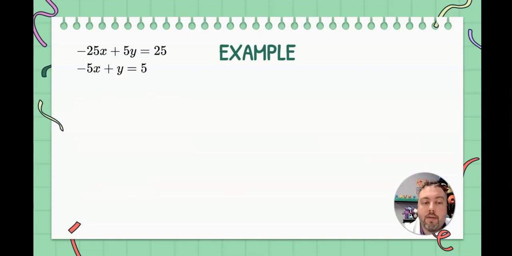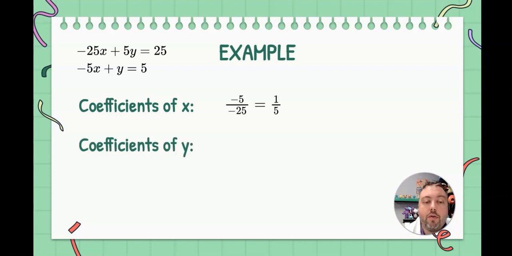Let's look at one more example. -25x plus 5y equals 25 and -5x plus y equals 5. Let's start with the coefficients of x. And again, I'm going to do the coefficient on the second equation divided by the coefficient on the first one. So that gives me -5 over -25, which simplifies to 1/5. Now the coefficients of y.